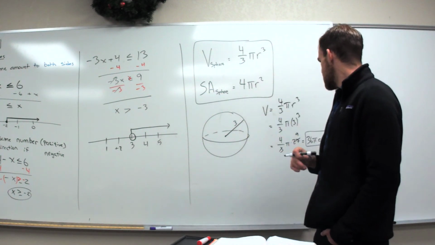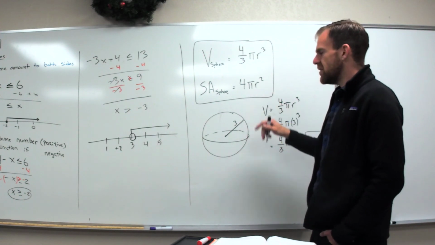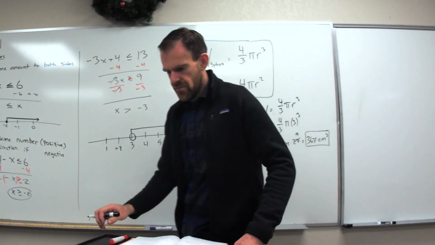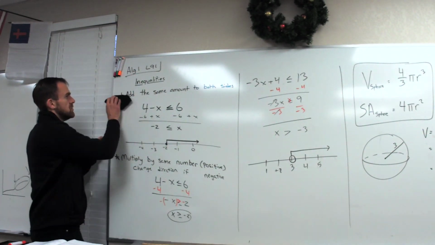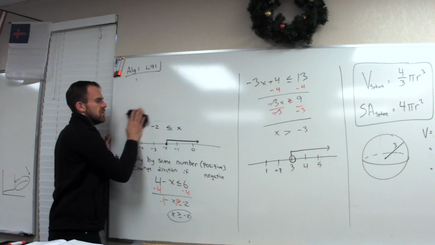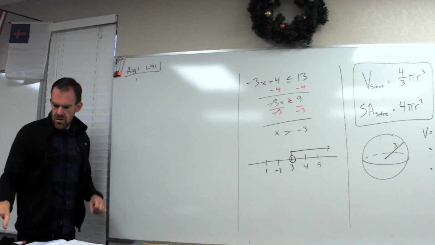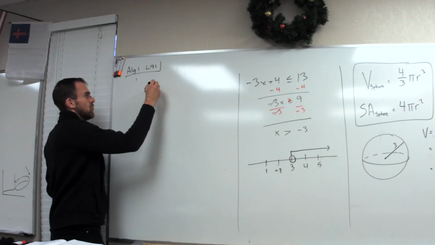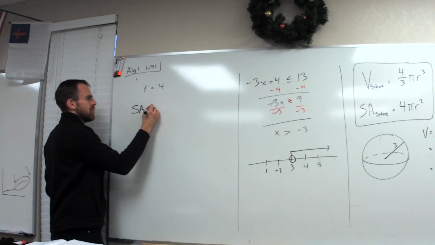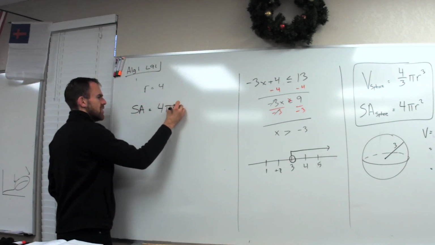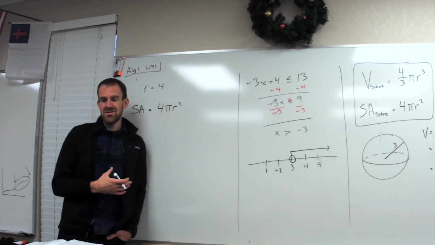Now let's find the surface area. But this time, let's make it a sphere of radius 4. So if I have a sphere of radius 4, then my surface area is, because this is my formula, 4 pi r squared. And please, don't take a month to memorize this formula. Just memorize it now so you can get it.